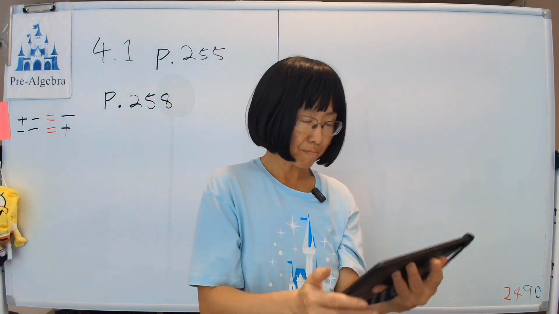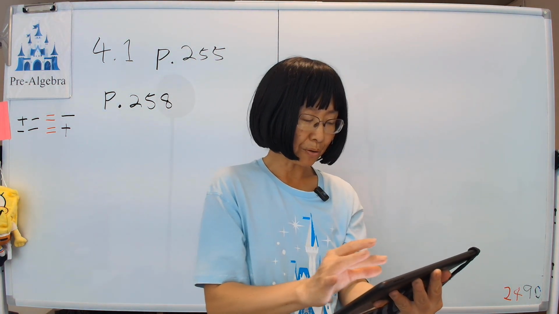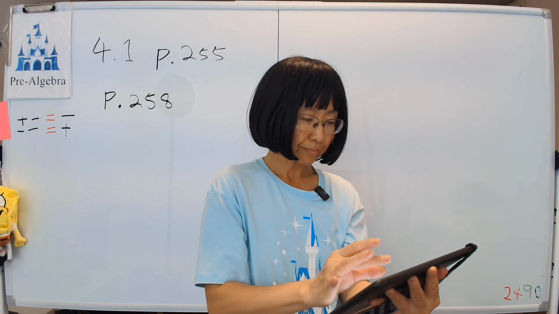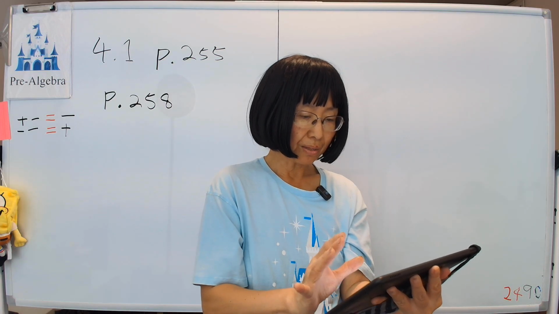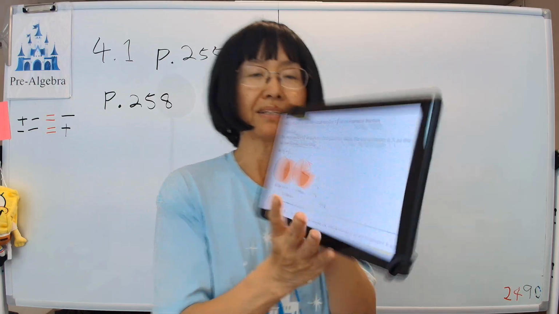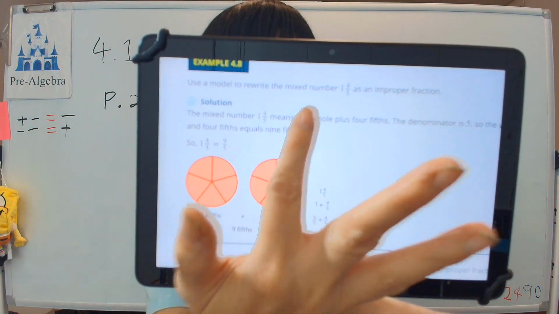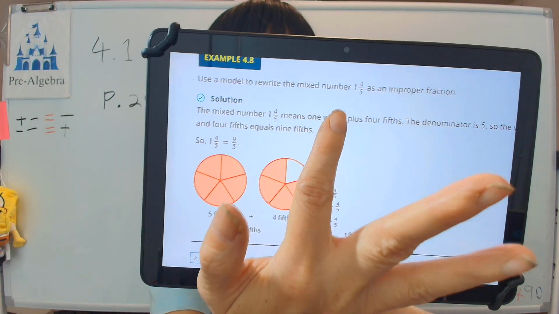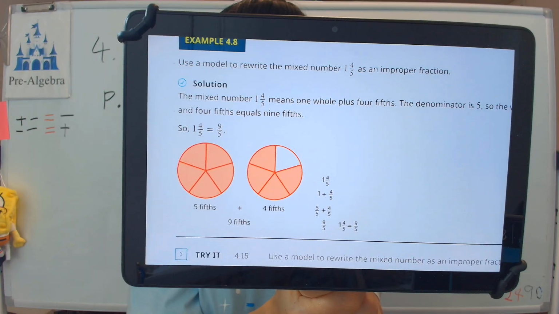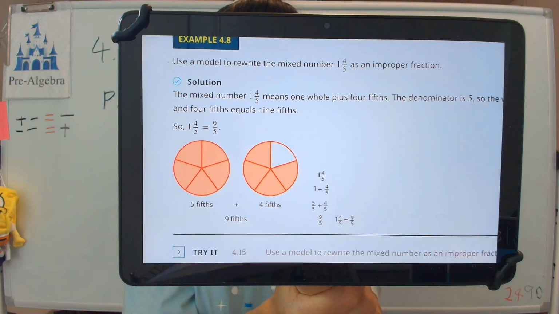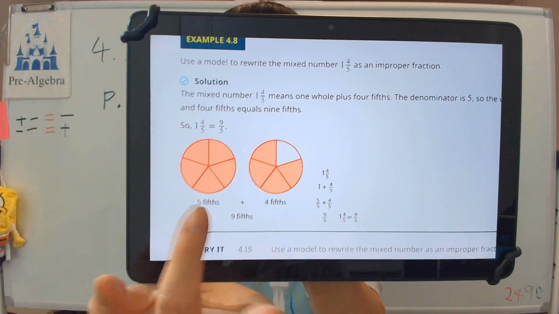Let's look at the next example, which is where we're going to do it the opposite way. Now we have this mixed number. We have 1 and 4/5 of a pie. Now if you write it as just how many slices are there, then here's 1.